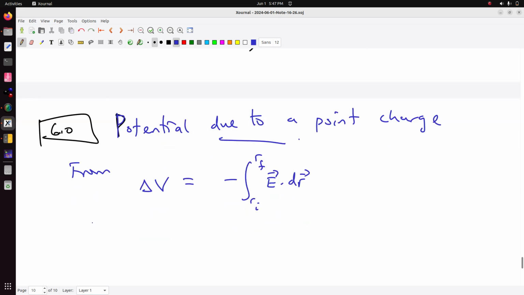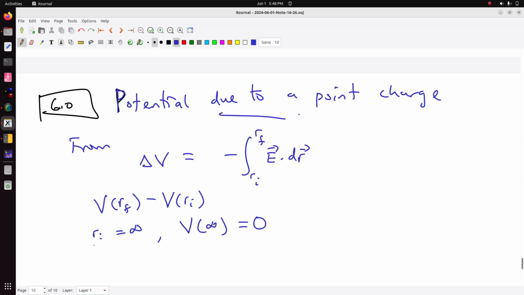Now, this potential difference means, if we integrate it, V of Rf minus V of Ri. Now, if we take Ri to be infinity, and of course the potential at infinity is 0 because the charge is far away from the field, so the charge does not feel the field. Then the second position, Rf, let's just call it R. Then the potential at that point is V of R.